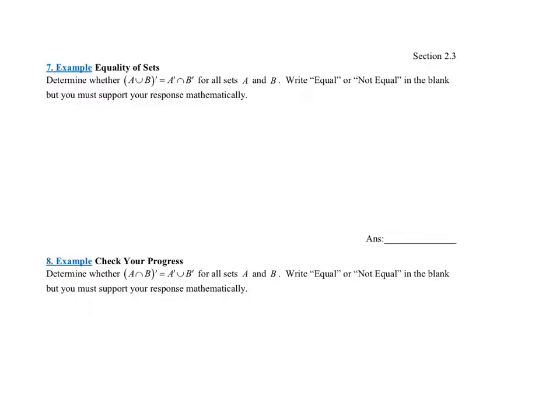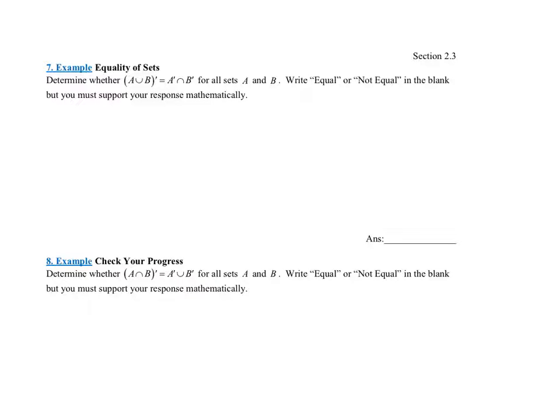Example 7 is an example of what we were talking about on the previous page. It says determine whether the quantity (A union B) complement is equal to A complement intersection B complement for all sets A and B. Notice we don't even have to have the elements of the set to make this argument. We are going to make arguments based on regions of a Venn diagram.